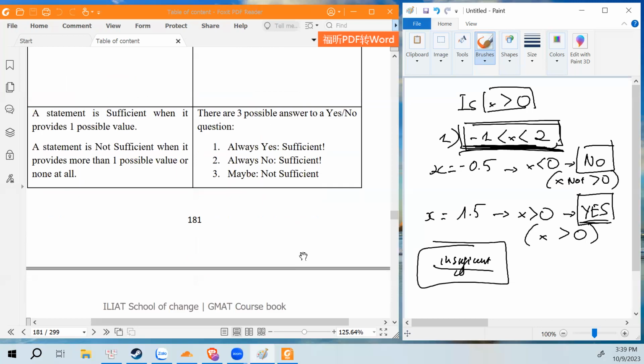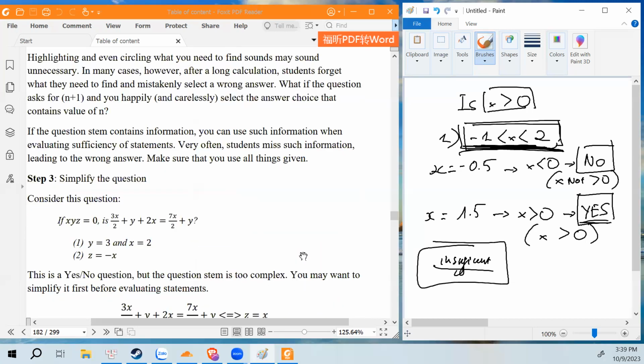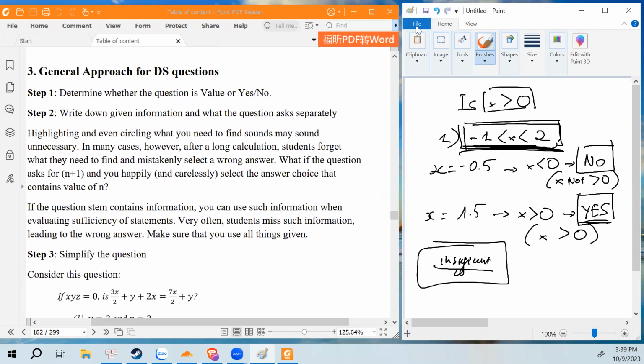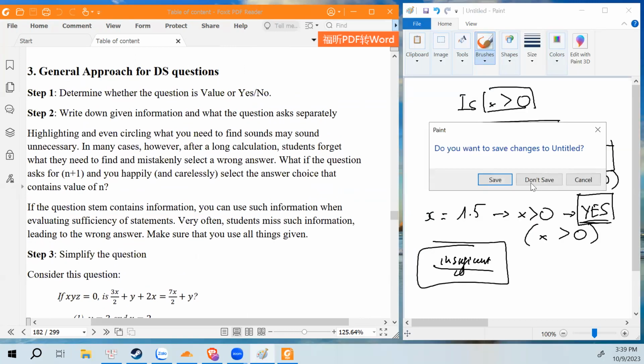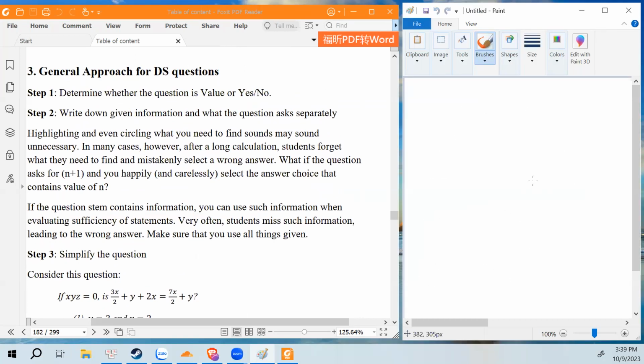All right, and then the final thing I want to cover is the general approach for data sufficiency questions. For those previous examples, we kind of subconsciously did it, but now let's generalize it a little bit further.